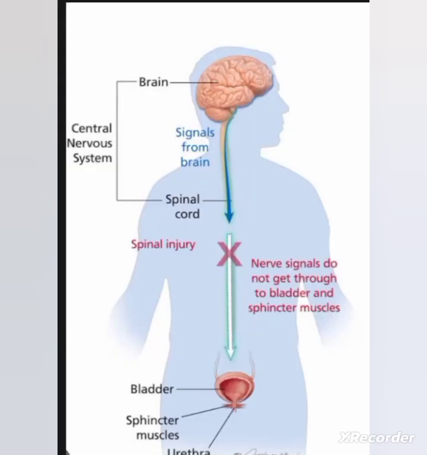The main etiology of this condition, neurogenic bladder, is spinal cord injury, spinal cord tumor, then herniated vertebral disc or disc prolapse, then multiple sclerosis, congenital anomalies such as spina bifida, myelomeningocele, infection, and diabetes mellitus.